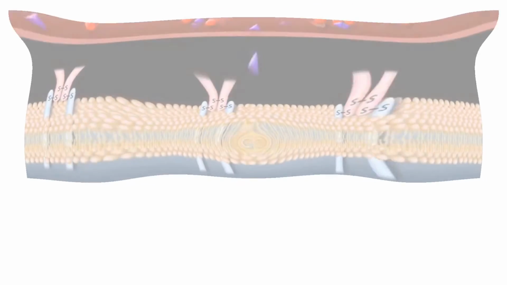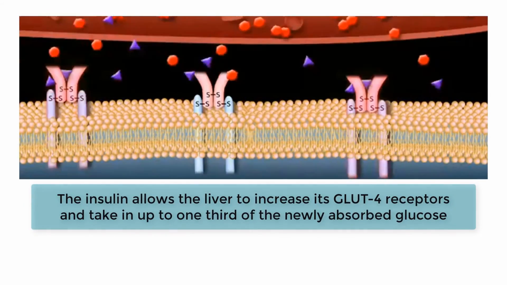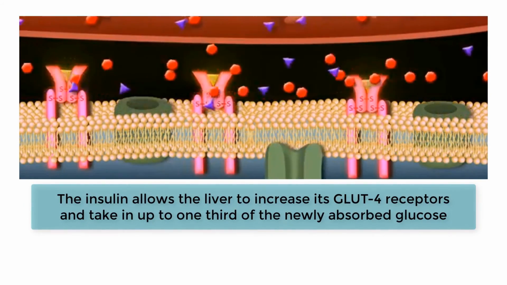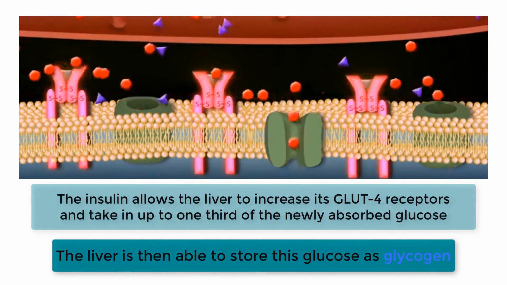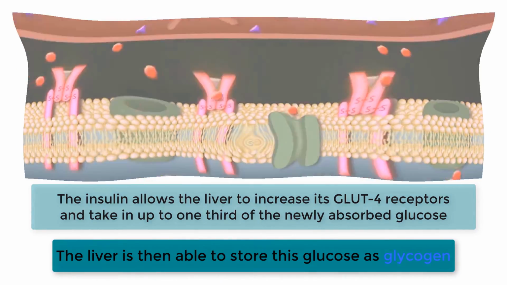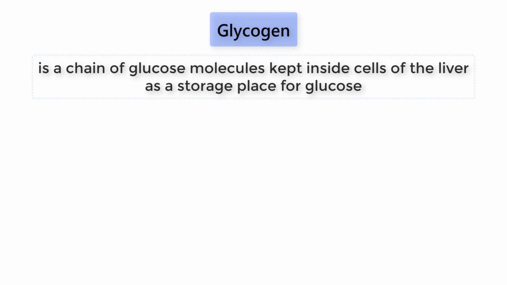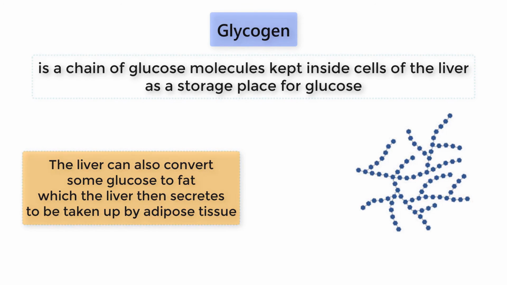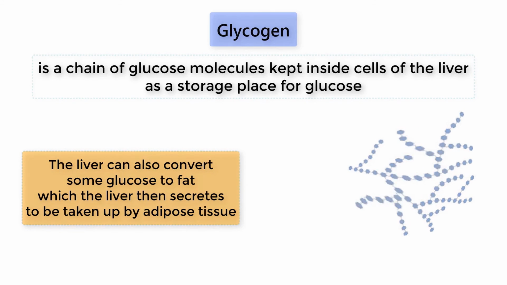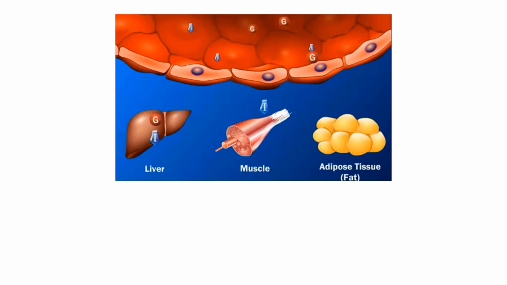The insulin allows the liver to increase its GLUT4 receptors and take in up to 1/3 of the newly absorbed glucose. The liver is then able to store this glucose as glycogen. Glycogen is a chain of glucose molecules kept inside cells of the liver as a storage place for glucose. The liver can also convert some glucose to fat, which the liver then secretes to be taken up by adipose tissue. Insulin can also increase GLUT4 receptors on skeletal muscle, and skeletal muscle can form its own glycogen.